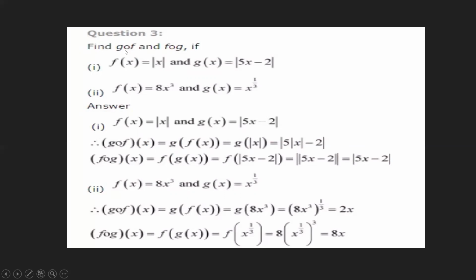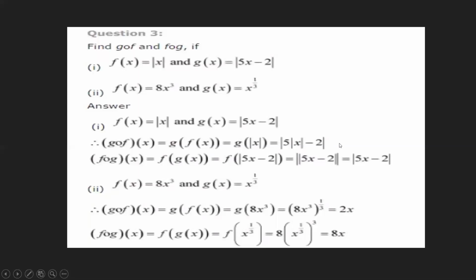See again that same kind of question. Find GOF and FOG, if fx is given as modulus of x and gx is given as modulus of 5x minus 2. Let's see this. We have to find GOF, means G of fx. fx is modulus of x. So it is 5 times modulus of x minus 2.